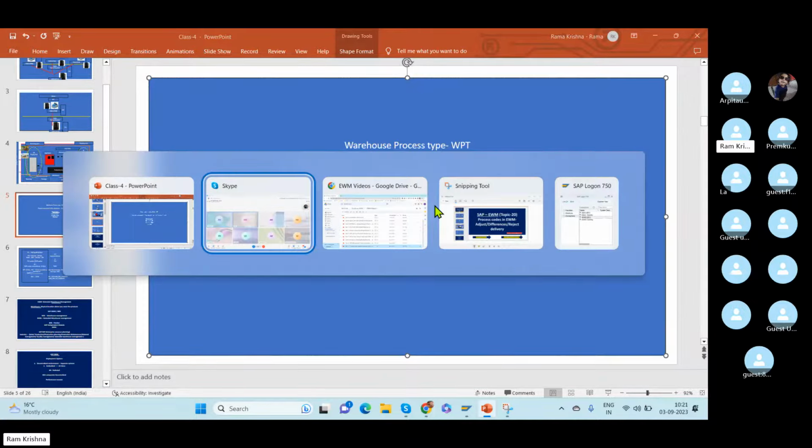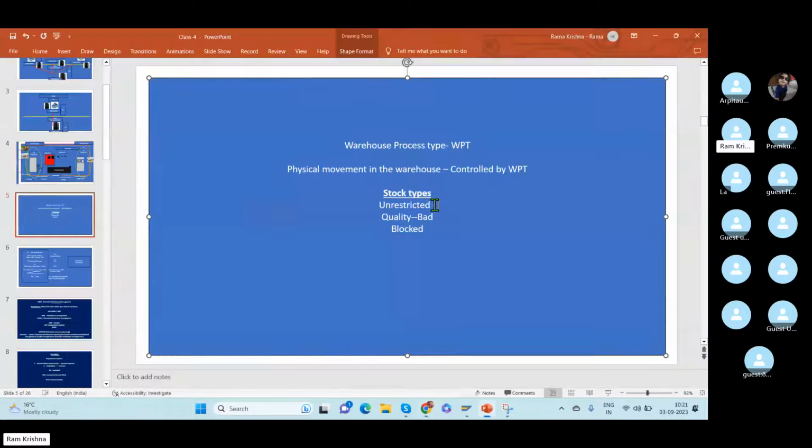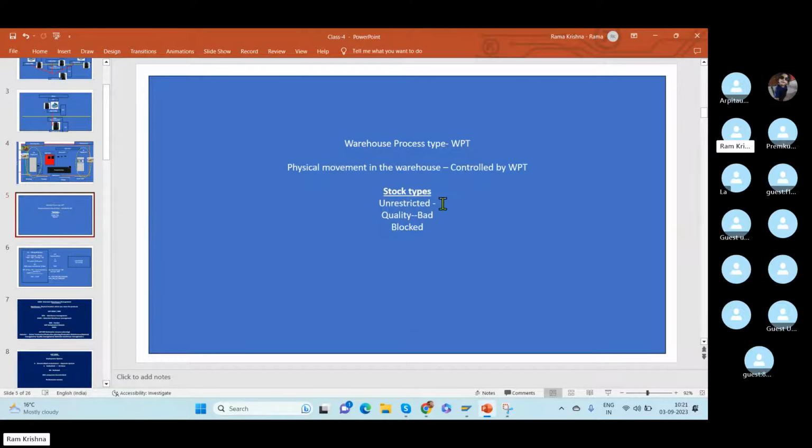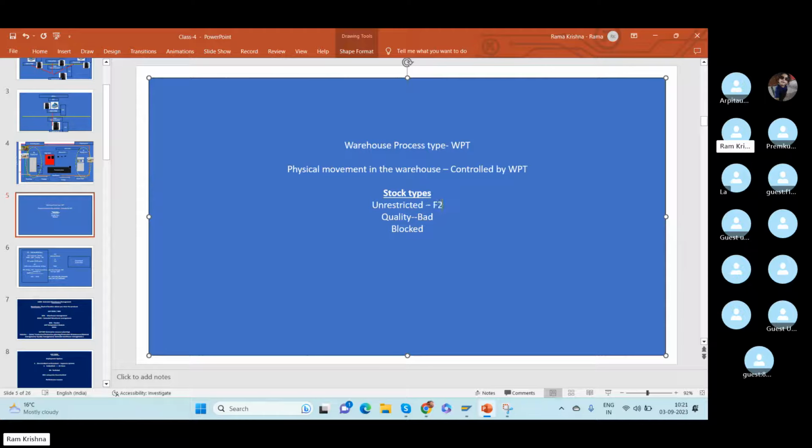We don't have a big warehouse to control these activities. We have only one storage type. This is a small warehouse, controlled by only one storage type. Unrestricted stock, we'll call it F2 stock type. Quality stock, we'll call it Q4 stock type. Blocked stock, normally we'll call it S6. Example I'm telling. F2, Q4, S6. Remember these three.